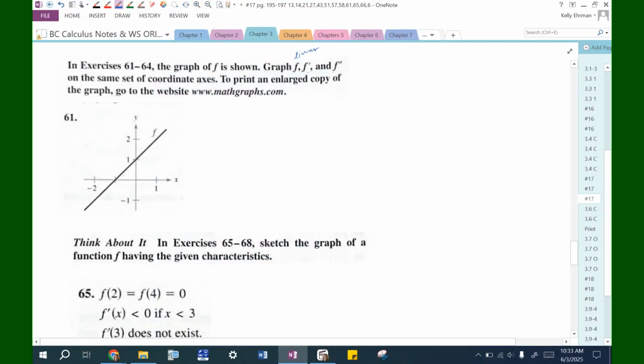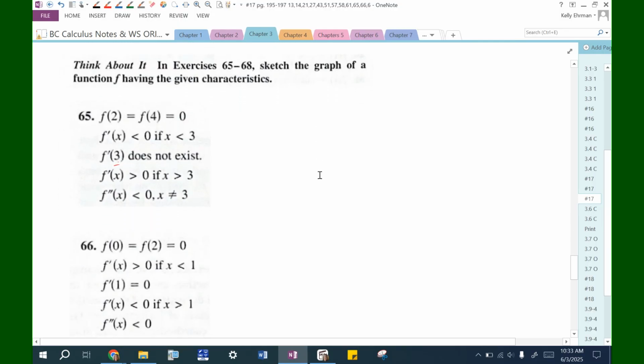It goes through 0, 1, and negative 1, 0. So this slope is 1. So the derivative of f is a horizontal line. So that's f prime. And then what's the slope of the f prime graph? That is 0. So f double prime goes through 0.